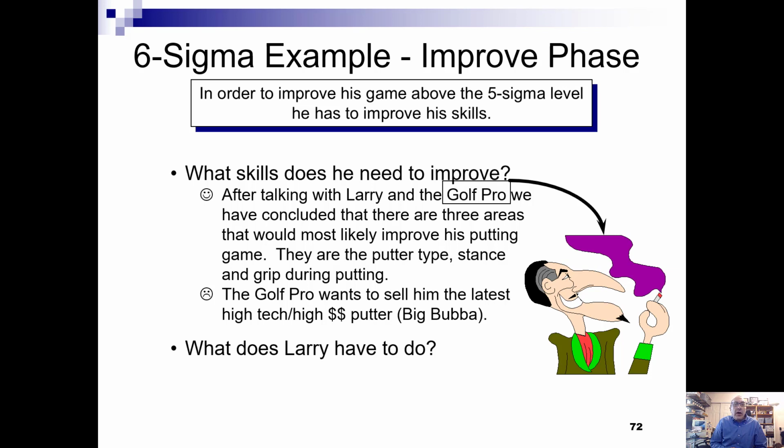After talking with Larry and the golf pro, we have concluded that there are 3 areas that would be most likely to improve his putting game. They are the putter type, his stance, and his grip during putting. The golf pro wants to sell him the latest high-tech, high-dollar putter, such as a Big Bubba. What does Larry have to do?